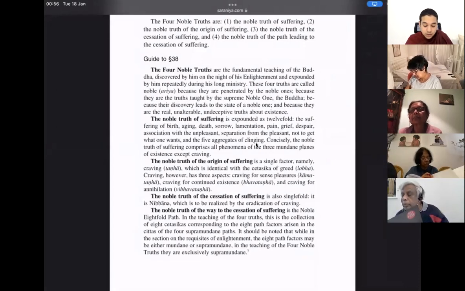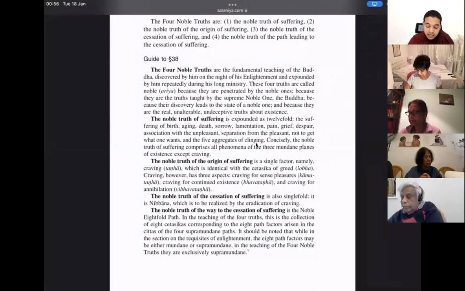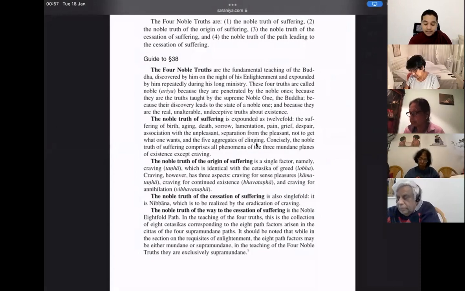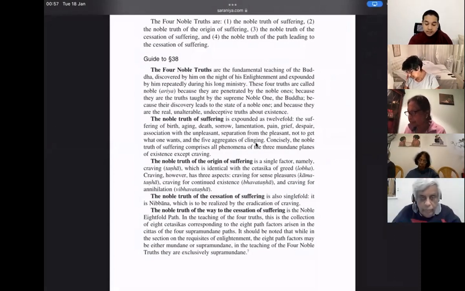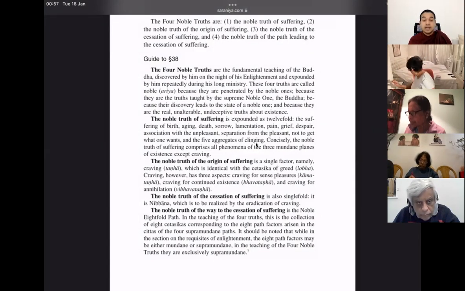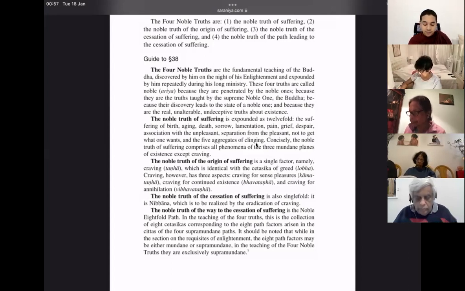Concisely, the noble truth of suffering comprises all phenomena of the 3 mundane planes of existence, except craving. Could you highlight that, please, or underline it? Right? Concisely, the noble truth of suffering comprises all phenomena of the 3 mundane planes of existence, except craving. Highlight that. You will need that again for the Dhamma Center. All right.